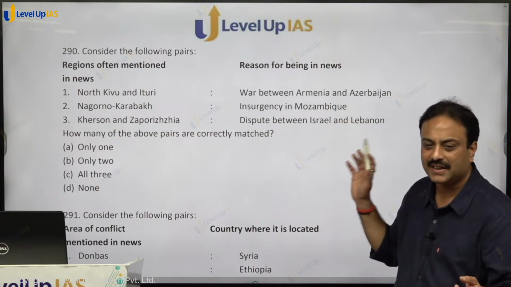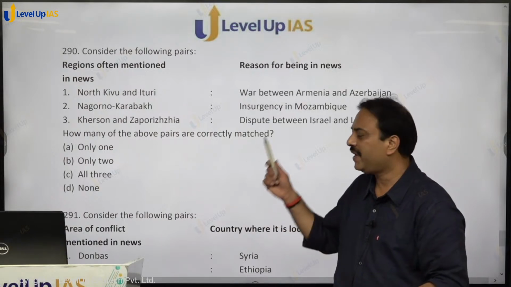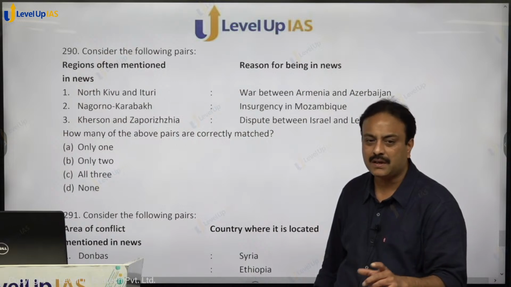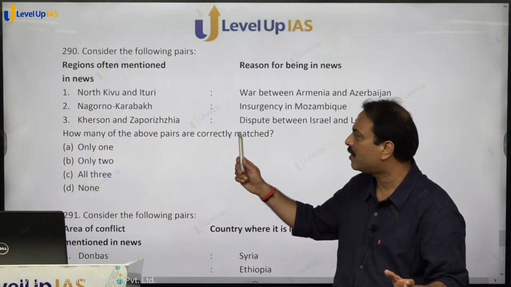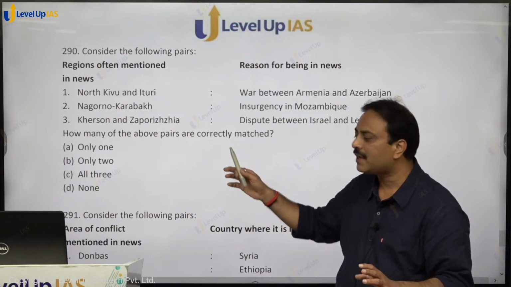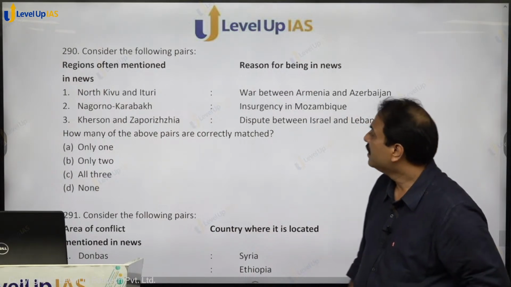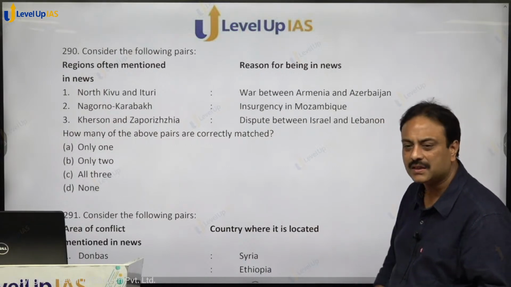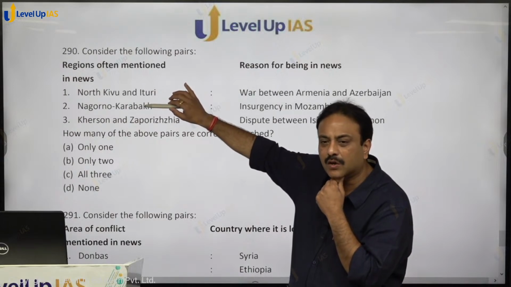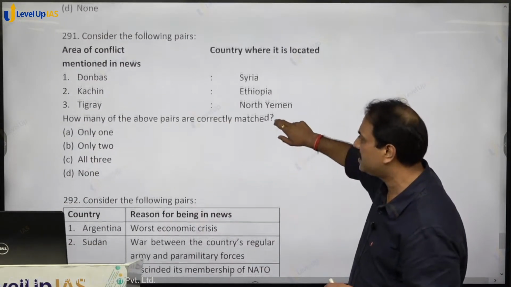So it is not between Armenia and Azerbaijan. Nagorno Karabakh was completely in news throughout 2023, 2024 between Armenia and Azerbaijan. Ethnic revolt, Armenian and Azerbaijan revolts going on among themselves. That was Nagorno Karabakh. So first is wrong, second is wrong. Kherson and Zaporizhia. At that time it might have been a new term, but now everyone knows where Kherson and Zaporizhia are. Both are located in Ukraine. So none of the pairs are correctly matched. First is wrong, second is wrong, third is wrong. North Kivu and Ituri is a region that is rich in mineral resources, specifically cobalt. So it is disputed. So here the answer will be D, D for dog. None of them are correctly matched.